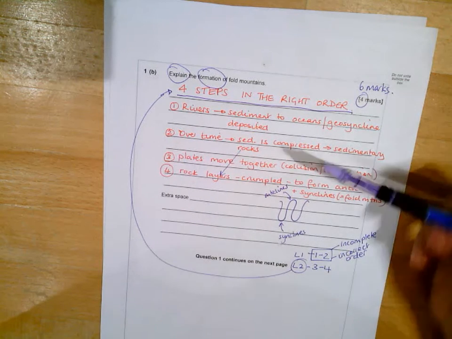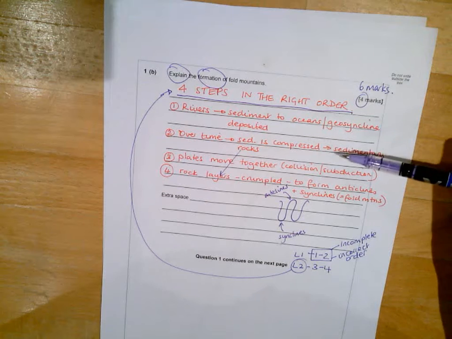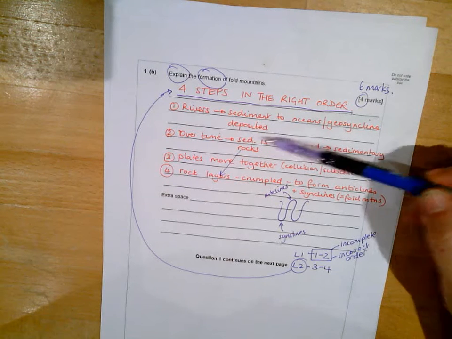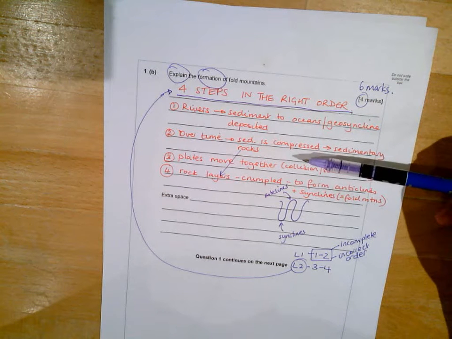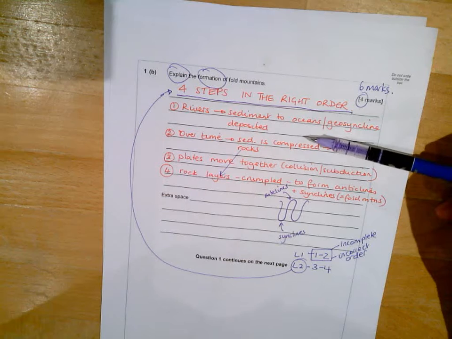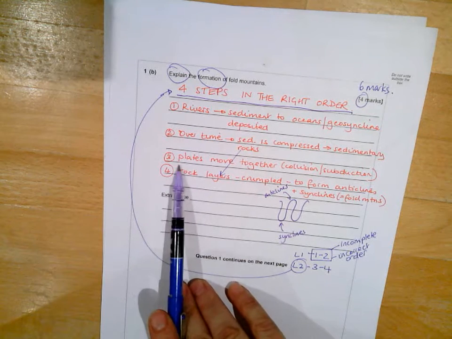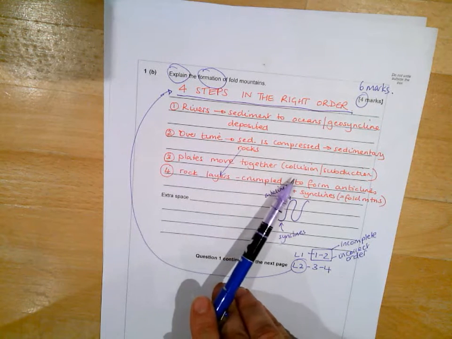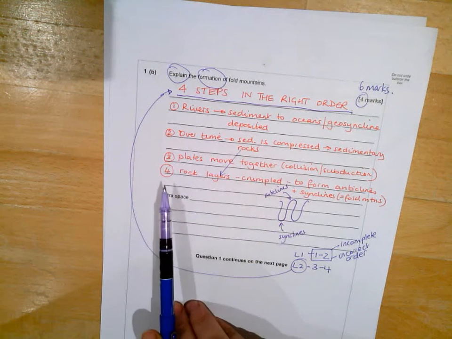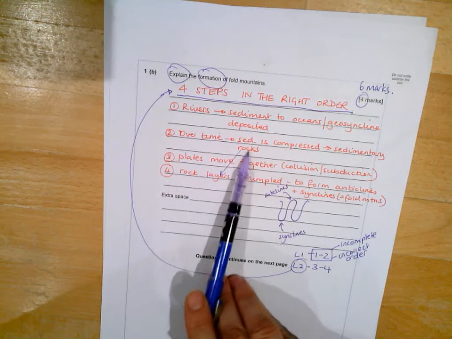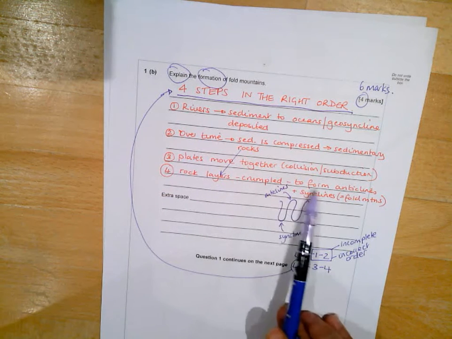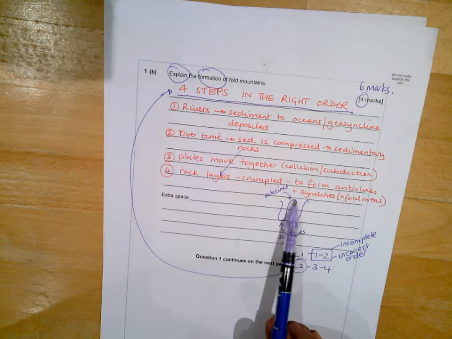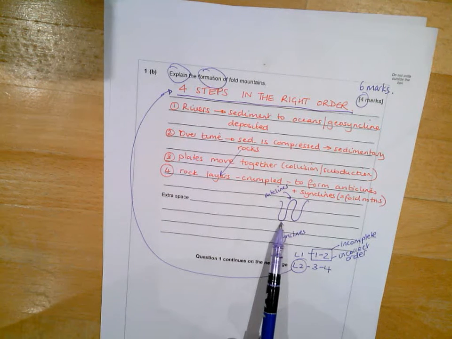Second step, over time, the sediment is compressed to make sedimentary rocks, and it's compressed by the weight of more sediment on top or the water from the oceans. Third, over time, the plates move together. So we're talking about a destructive boundary here, collision or subduction. And the 4th step is that these sedimentary rocks, which are laid down in layers, are crumpled. And they're crumpled to form anticlines, which stick up, and synclines, which are your valleys and go down. And together these make fold mountains.